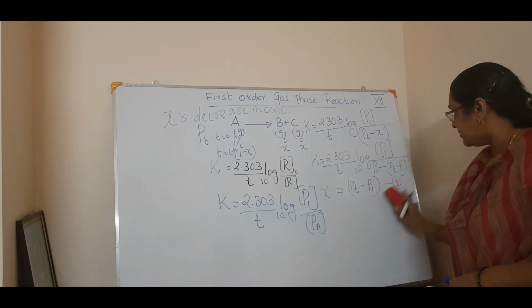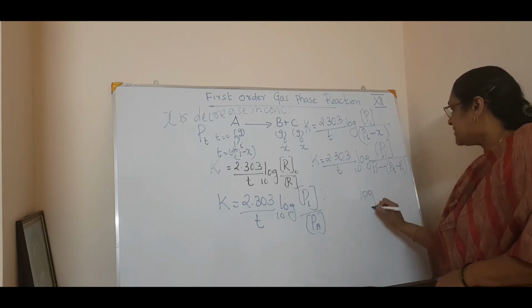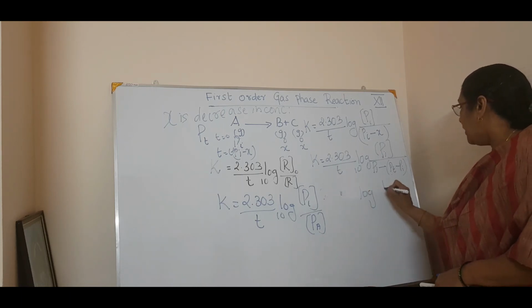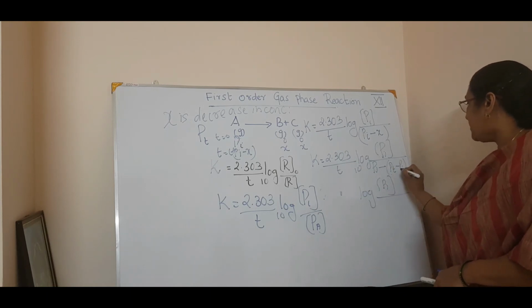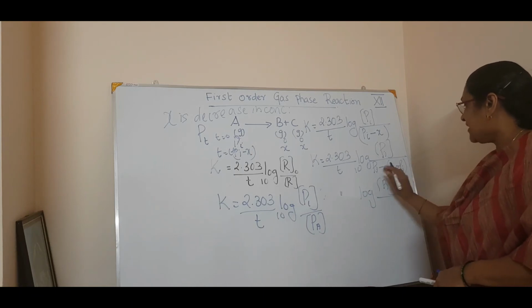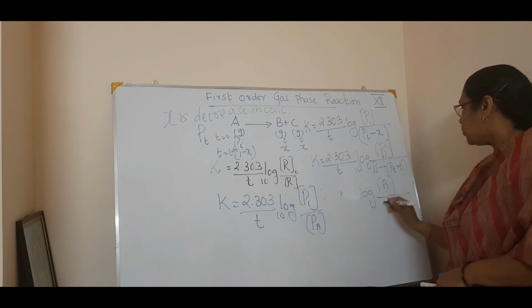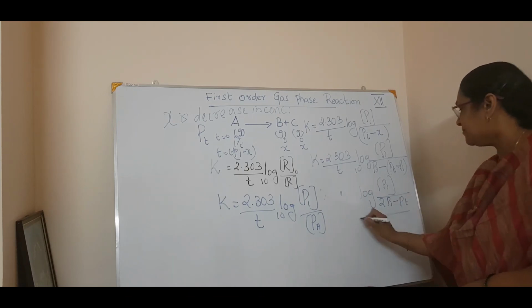Now what will I get? Can I rub this? Okay. That is equal to same as this. Okay. Then log Pi minus Pi minus Pi. What is that? Pi minus of minus, that is plus. So plus 2Pi, correct? Plus 2Pi minus Pt.